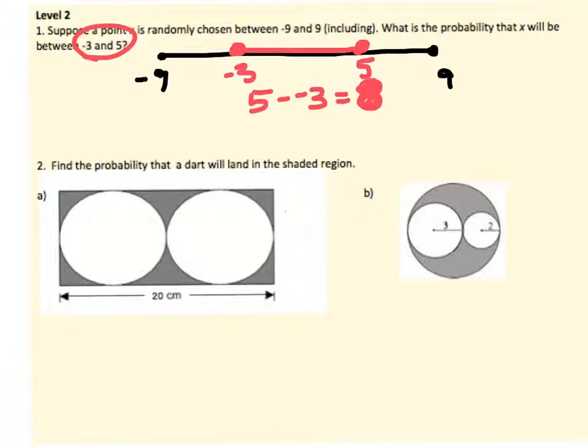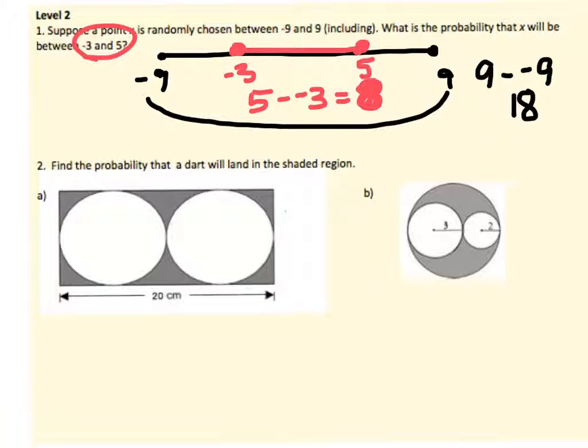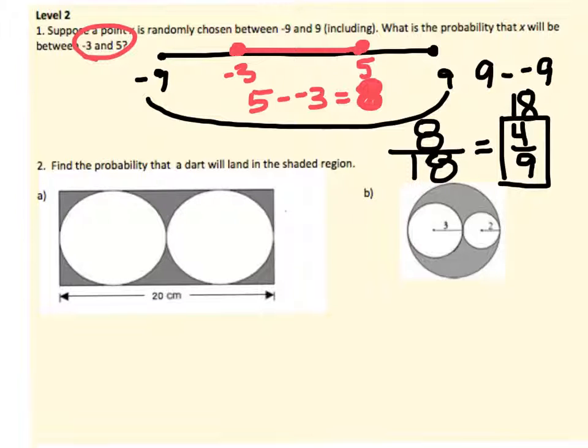Now the total amount of outcomes you're still going to do between -9 and 9. So I'm going to do the same thing. 9 minus -9, which is 18. So then my probability would be the amount that I want to have happen, 8, over the total possible options that could happen, which is 18. And then I'm just going to simplify this into 4 over 9. Okay, so with the whole thing of length, what you want to do is find the distance between your two endpoints.